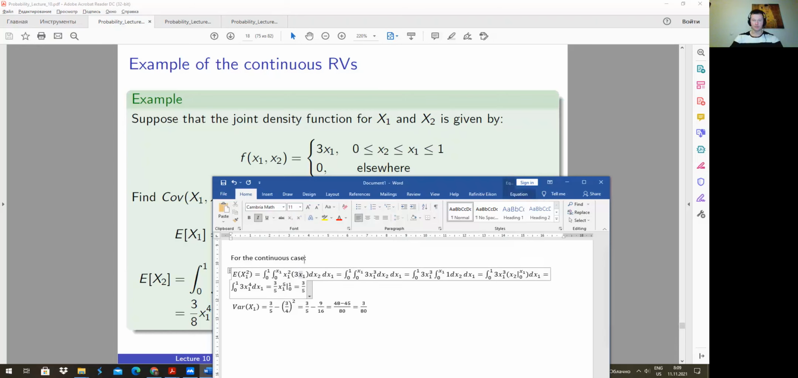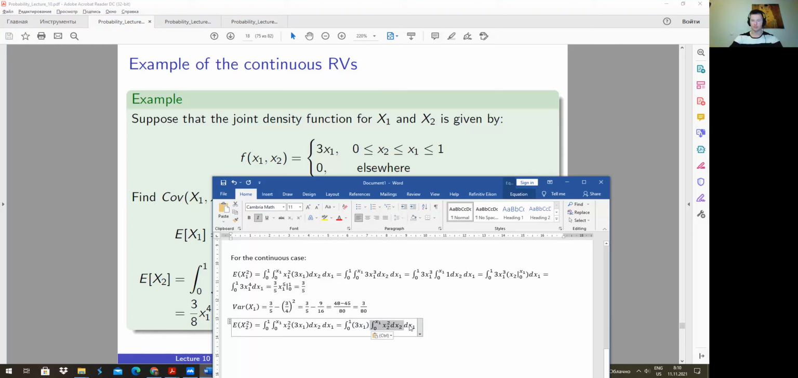So I do the same for x2, the expectation of x2 squared. I can copy this integral and change only one thing here. Instead of x1 squared, now I have x2 squared, like this. So 3x1 goes out. It's not a variable, it's a constant with respect to x2. So I have x2 squared.